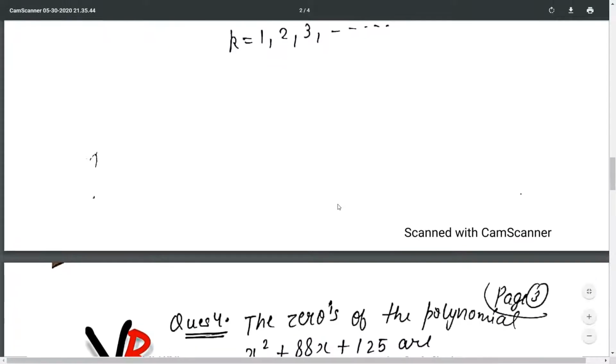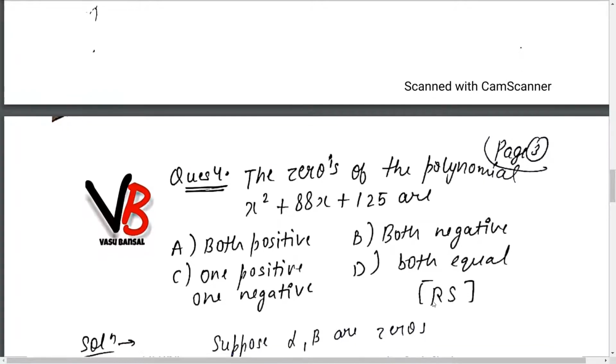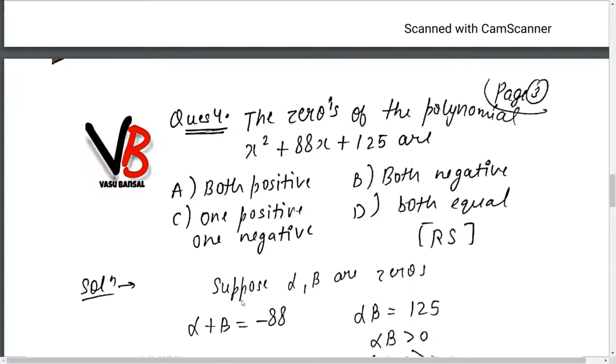So let's move to the next question. The zeros of the polynomial x squared plus 88x plus 125 are: both positive, both negative, one positive one negative, or both equal. So this is again from your RS. Suppose alpha and beta are the zeros. So alpha plus beta will be minus 88 upon 1 and alpha into beta will be 125.